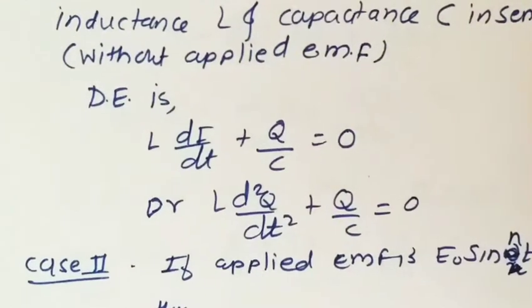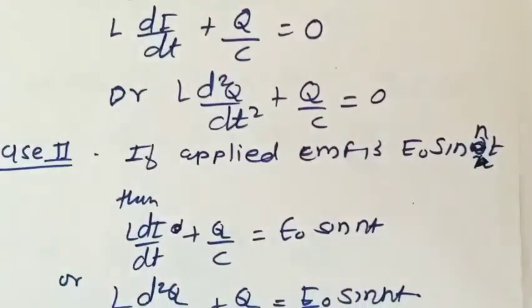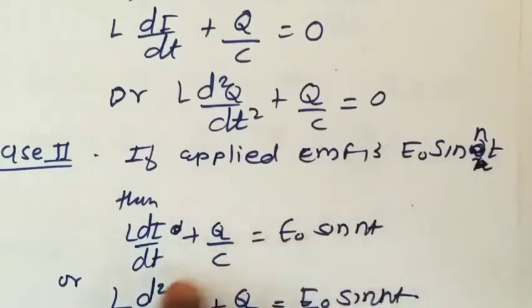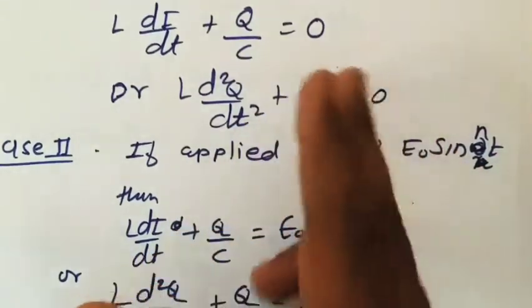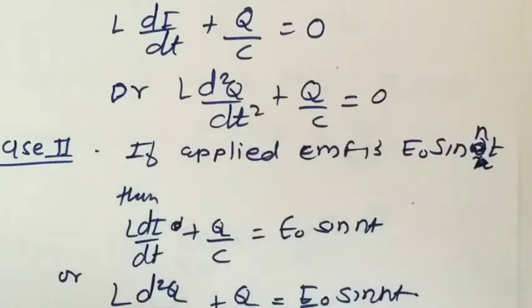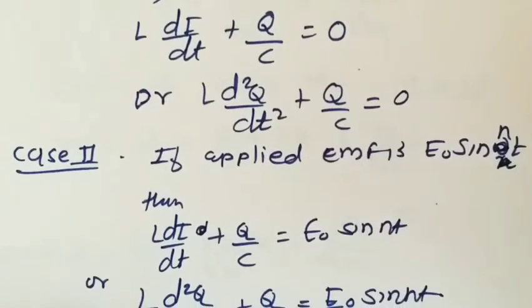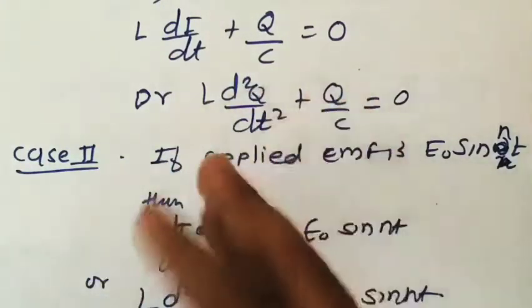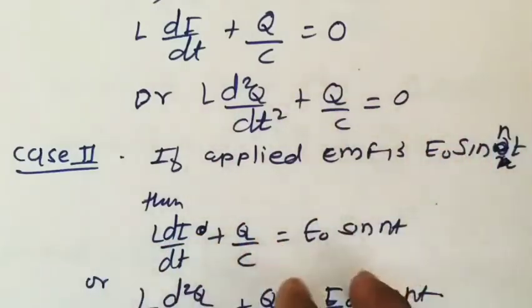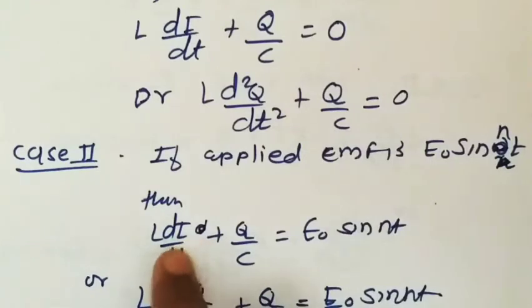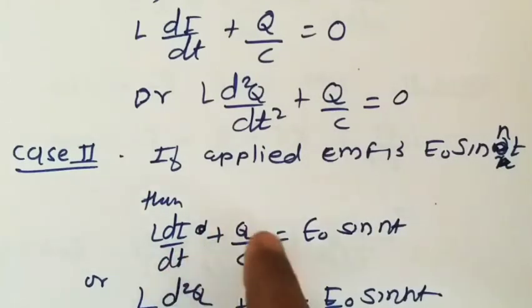Now case number 2. If we apply some EMF, whose value is E0 sine nt, then in that case the right hand side of the differential equation will change, because we have just discussed the second version of Kirchhoff's law, that the voltage supplied is equal to the sum of the voltage drops. Whatever voltage we are supplying, its value will be equal to the sum of the voltage drops, and these are the voltage drops. This is the voltage drop across the inductance, and this is the voltage drop across the capacitance.